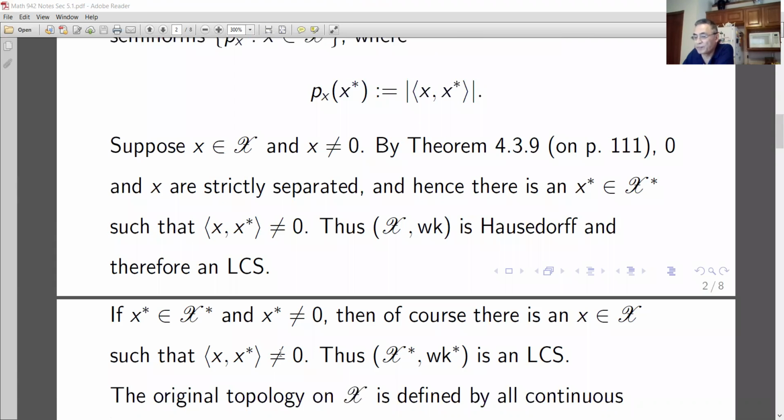So we have convinced ourselves that X with the weak topology is a locally convex space, and X star with the weak star topology is a locally convex space. Now, let's say something about the relation between the original topology and the weak topology of X.